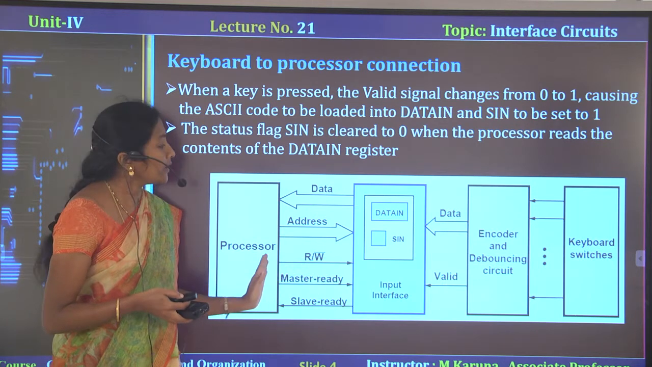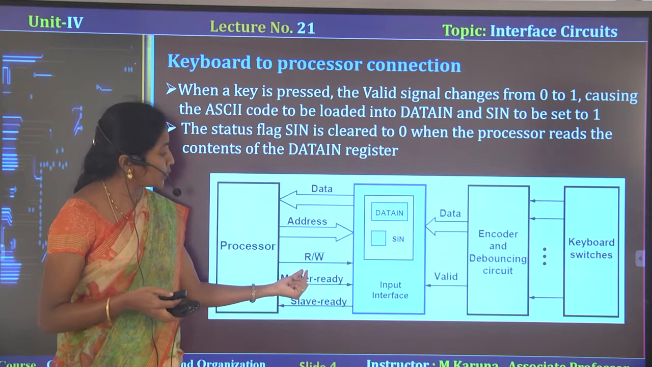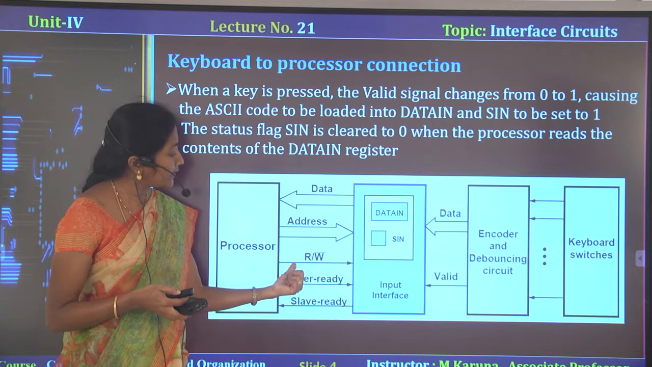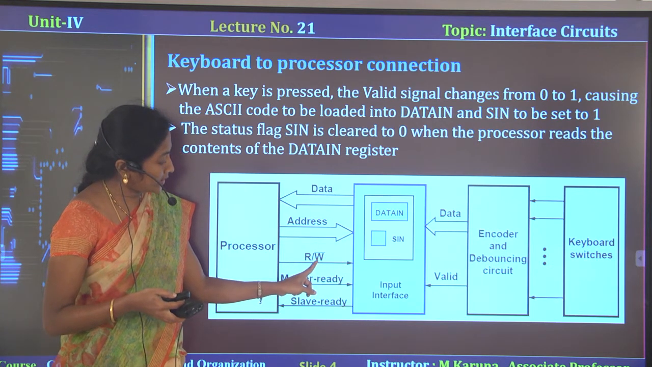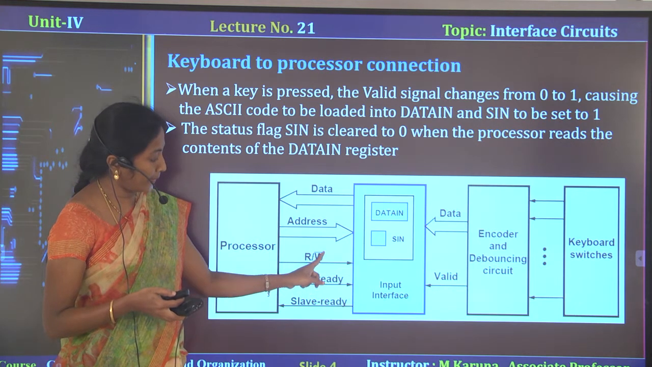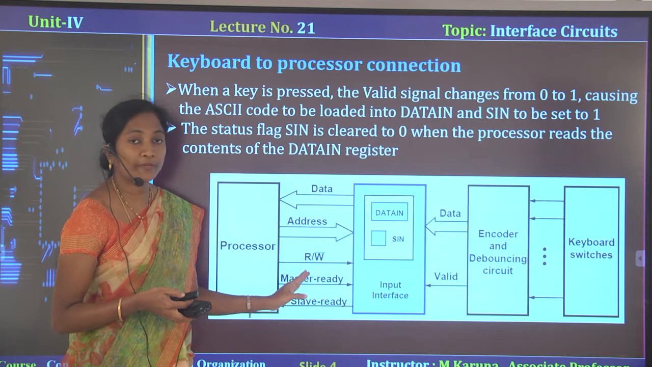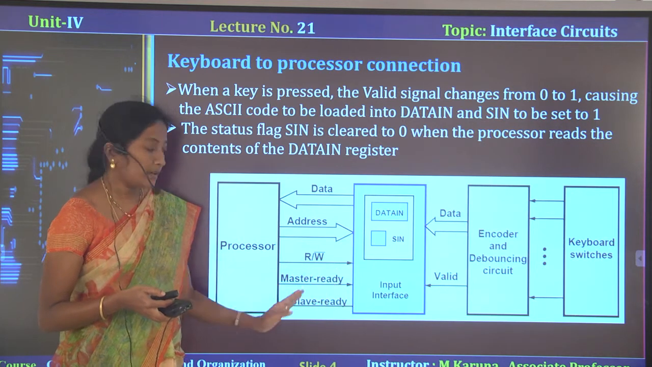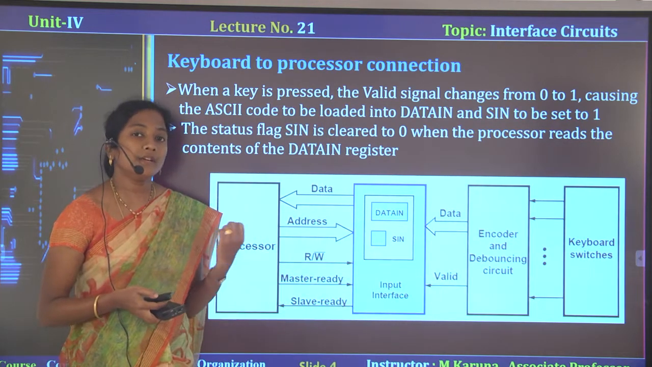In this case the processor wants to perform a read operation, so here read/write-bar is equal to 1. Whenever this signal is 1, it performs a read operation. Whenever this signal is 0, that means W-bar, that is a write operation. In this case this signal is always 1 to perform a read operation. Let us see how the processor reads the data.